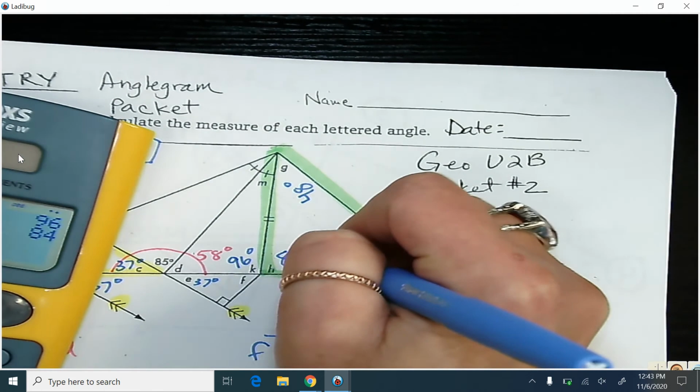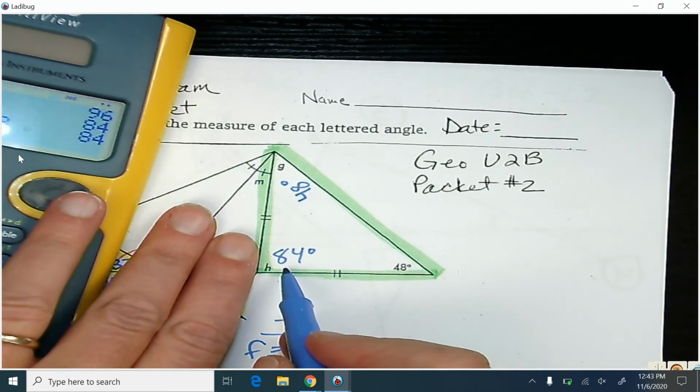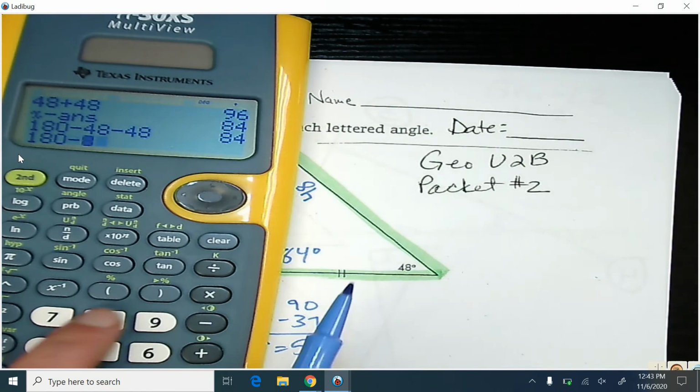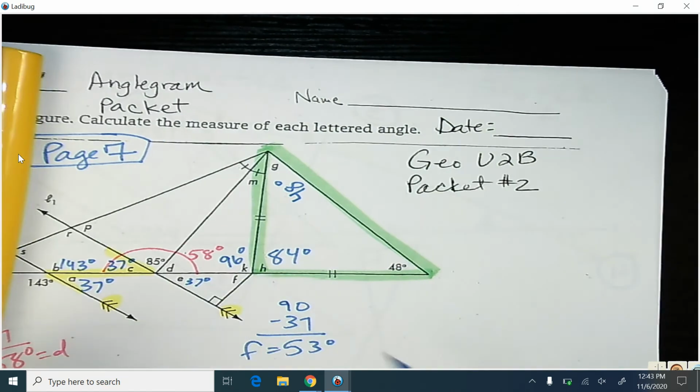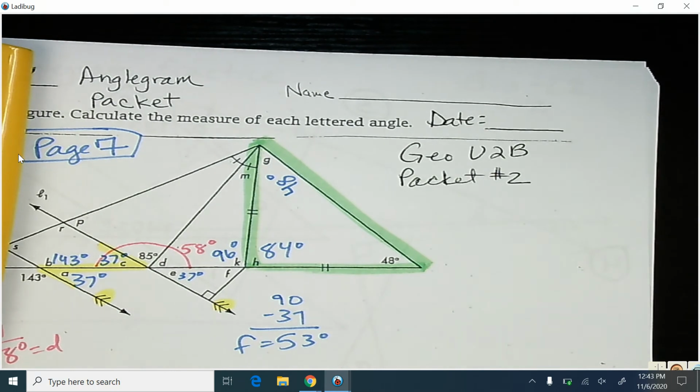If you didn't like the way I just did that, you can type in 180, subtract 48, subtract 48, and then you get 84 here. And then you can say, oh, these two add up to 180. You can do 180 minus 84, and you get the 96. So I just kind of use some of the things that I had mentioned to you guys in class.